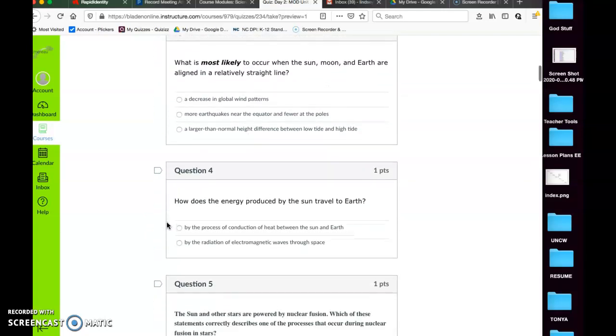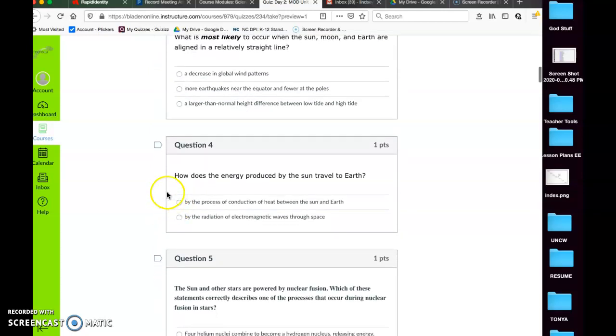Question number 4. How does the energy produced by the sun travel to Earth? Is it by the process of conduction of heat between the sun and the Earth, or by radiation of electromagnetic waves through space? How does the energy produced by the sun travel to Earth?